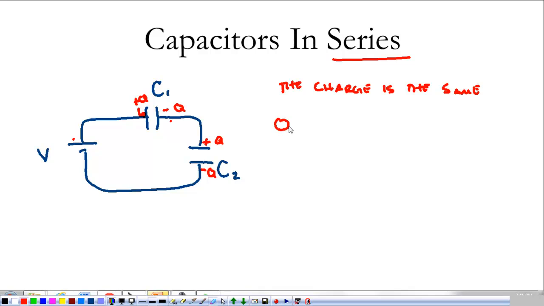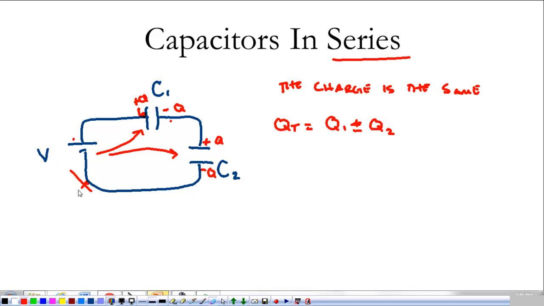So the total charge that we're talking about in this system is equal to the charge on capacitor 1, we'll call it Q1, is equal to the charge on capacitor 2. They're equal. Now if we're going to look at this in terms of voltage, that voltage is going to be split between these two things. As we move around the circuit, we have to have zero voltage. That's something we learned about last year.